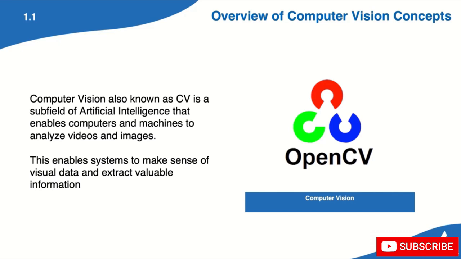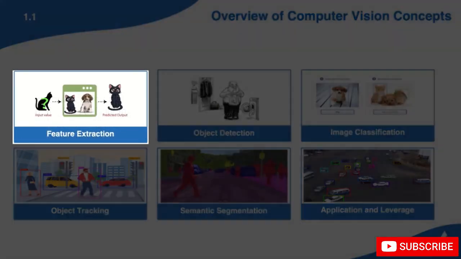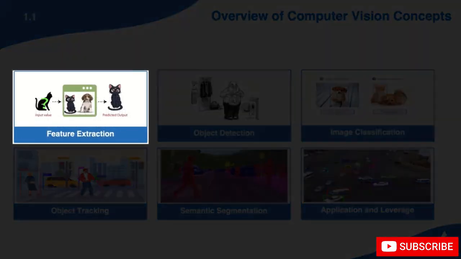There are 6 computer vision concepts. Feature extraction. During this phase, the system scrutinizes the incoming visual data to identify and isolate significant visual elements such as edges, shapes, textures, and patterns. And to facilitate computer processing, these identified features are translated into numerical representations, effectively converting the visual information into a format that machines can comprehend.